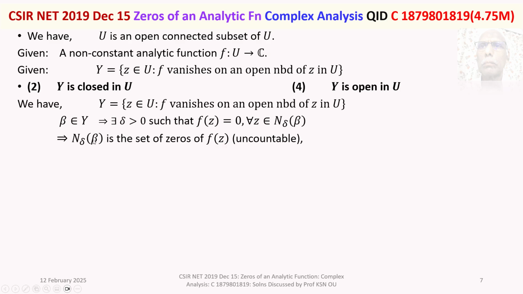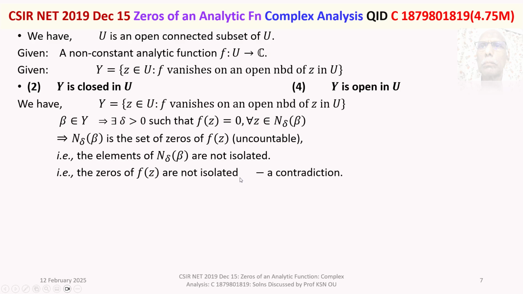How many zeros will there be? Because it is a delta neighborhood of beta, it is uncountable. The elements of N(delta, beta) are not isolated, because it is an uncountable set. That is, the zeros of f(z) are not isolated, which is a contradiction.